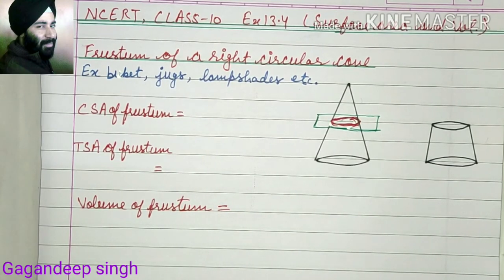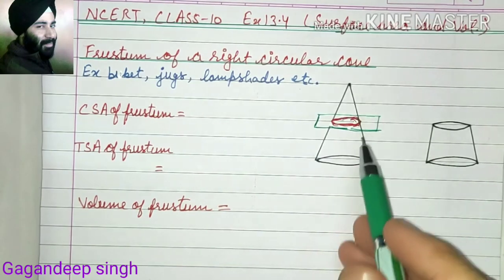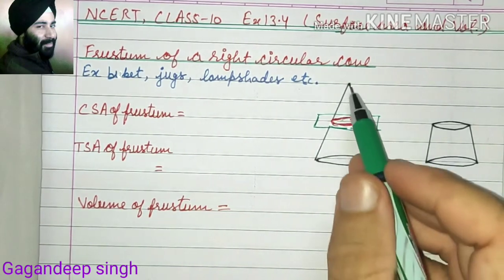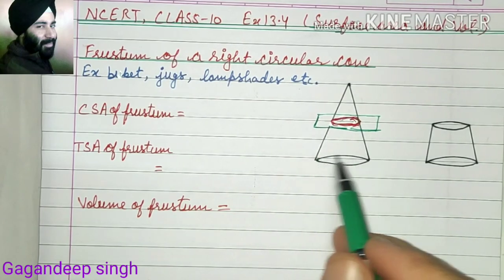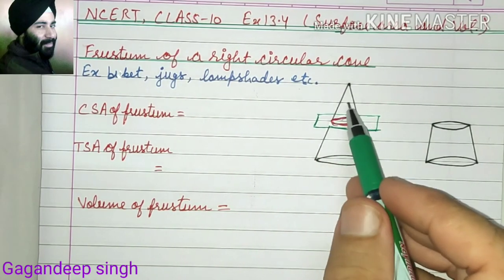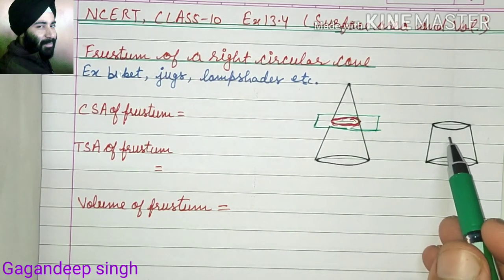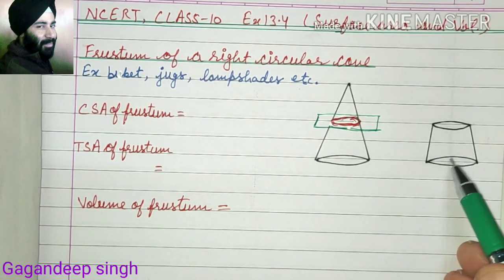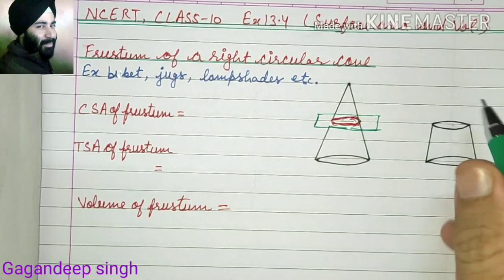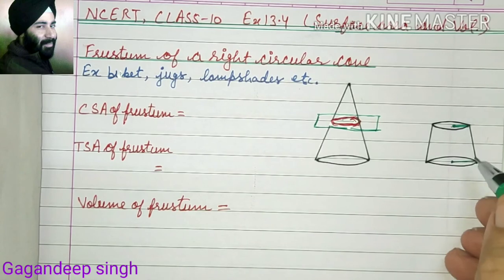A new solid is there and the name of the solid is frustum of a right circular cone. A right circular cone is cut off by a plane which is parallel to its base, and the upper portion is removed, and the lower portion, its shape is known as frustum of cone. You can see that the top and the base of the frustum are circular, so two radii are there, radius of top and radius of base.